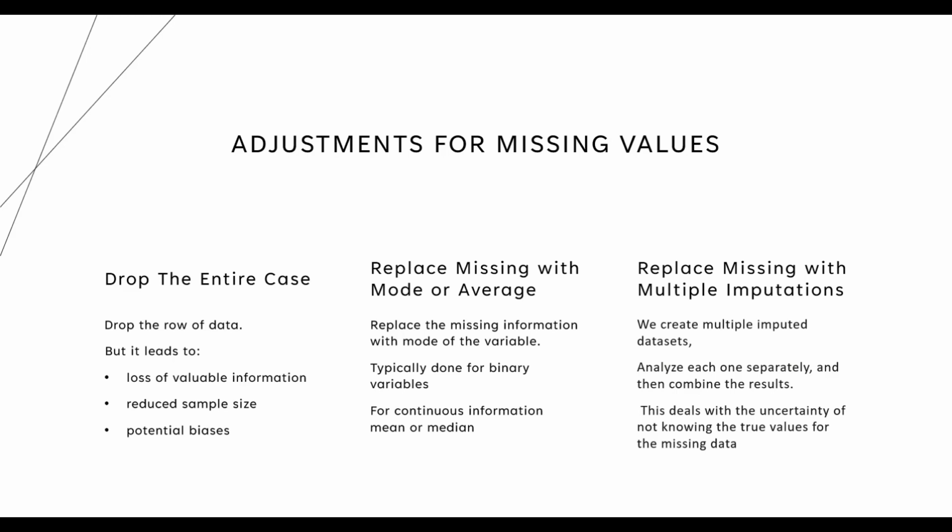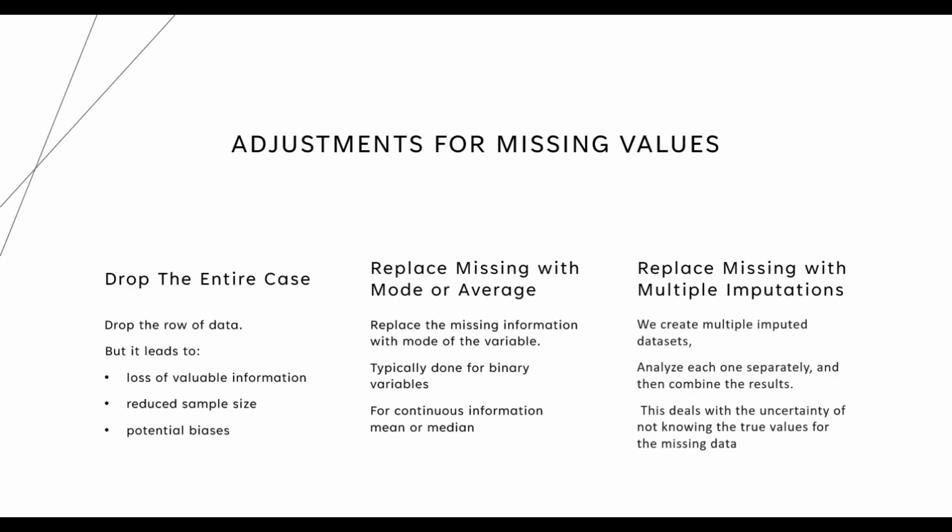Second is replacing the missing value with mode or average. If your data set is binary, then replacing the missing values with mode makes perfect sense because it is the most repeated value. Whereas if you have continuous information, replacing it with the mean or median is much more advisable.